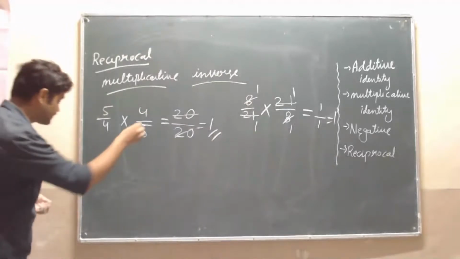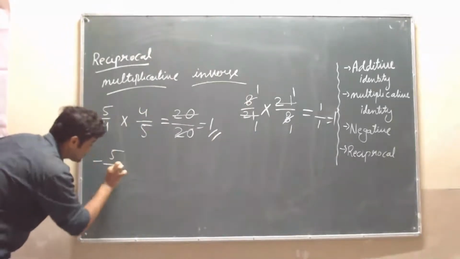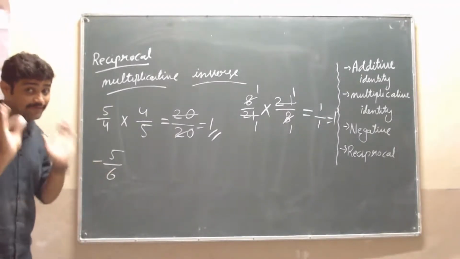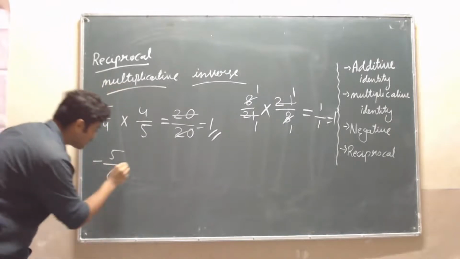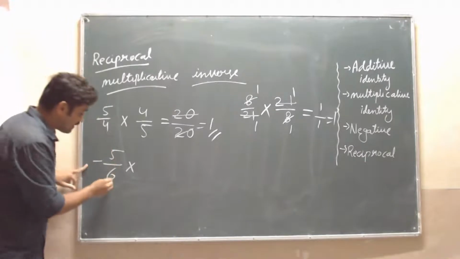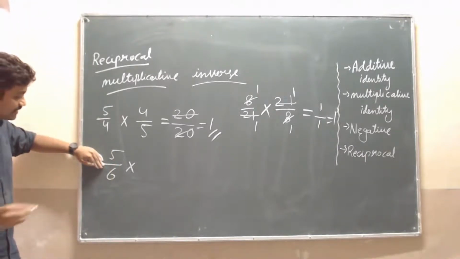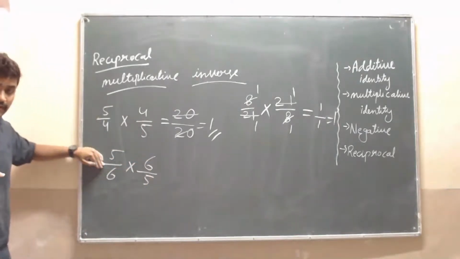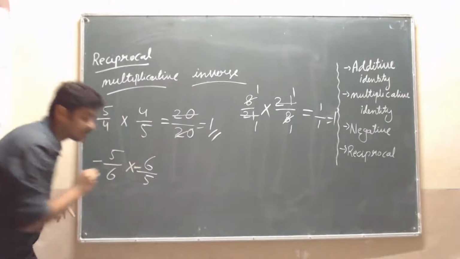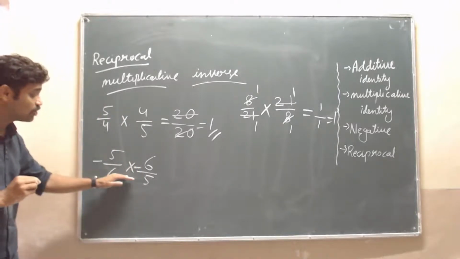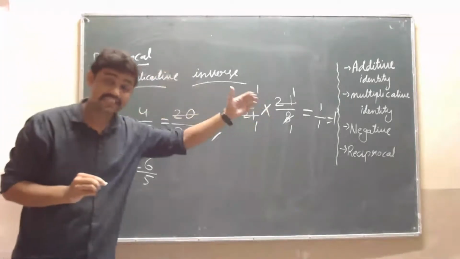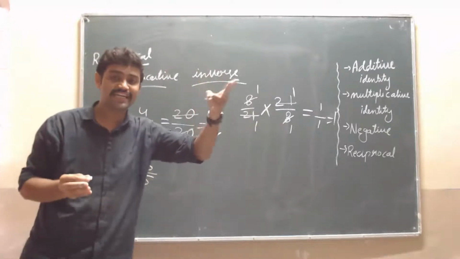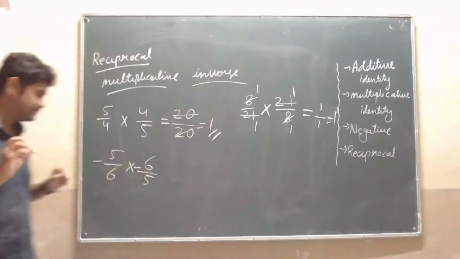Let's take one more example, minus 5 by 6. The minus sign is there. We have to only take the inverse, that is the multiplicative inverse. Leave this one first, put the sign. The inverse of 5 by 6 is 6 by 5. Minus is there here, and we have to multiply here also minus. This is only for multiplication. If it is addition or a negative, you have to change the sign. Here we only have to change the position, numerator to denominator and denominator to numerator.